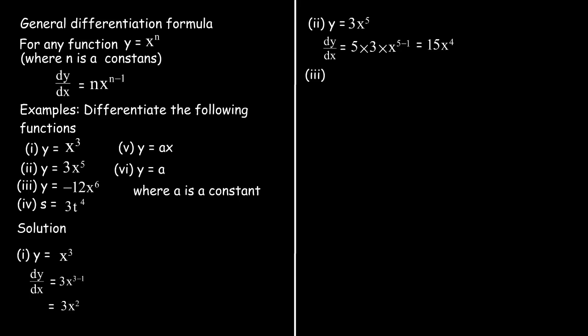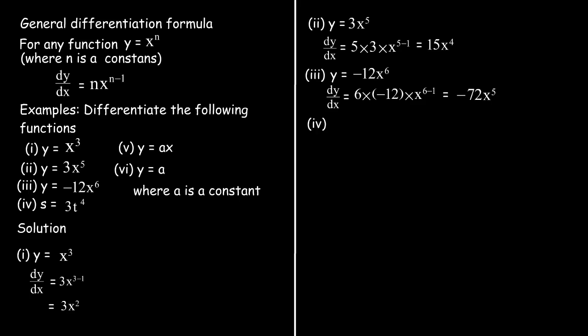Example 3 says that y equals minus 12x raised to the power of 6. Similarly, dy over dx will be equal to, we are multiplying by our power 6, so it will be 6 times minus 12 times x to the power of, we are reducing 1 from the power, 6 minus 1, which will be equal to minus 72x raised to the power of 5.